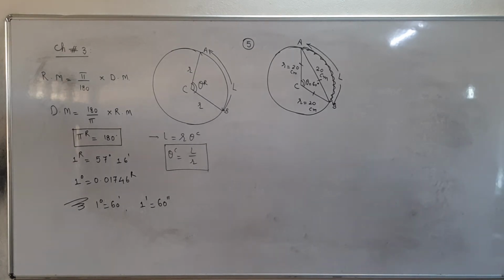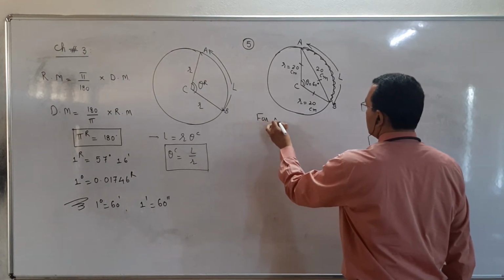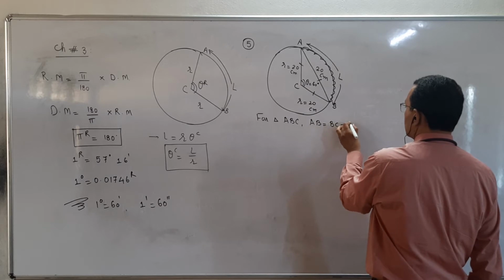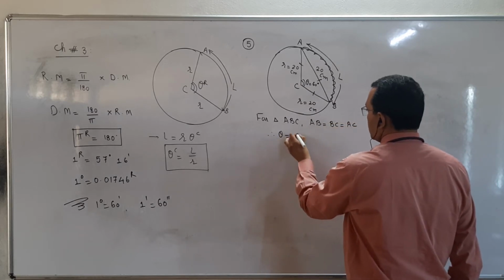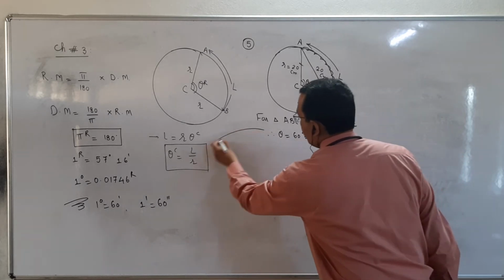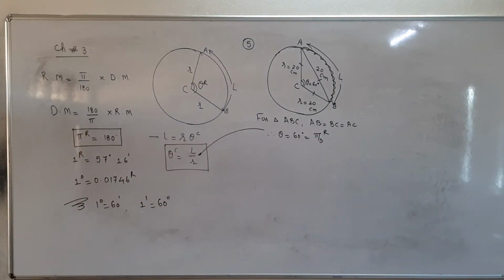Now, triangle ABC is equilateral, therefore theta is equal to 60 degree, for triangle ABC, AB is equal to BC is equal to AC. Therefore theta is equal to 60 degree, and 60 degrees is pi by 3 radian. Before using this formula, students, you should convert theta from degree to radian. That is the main part of the sum.